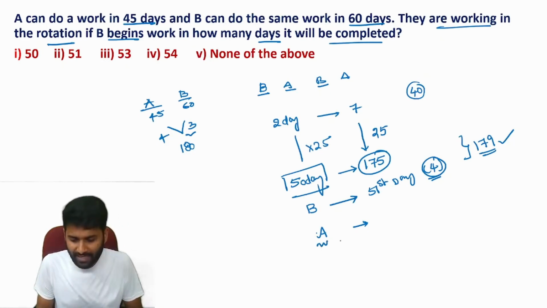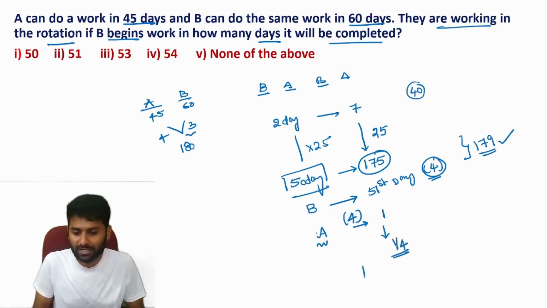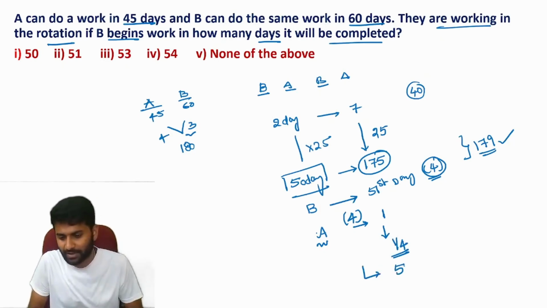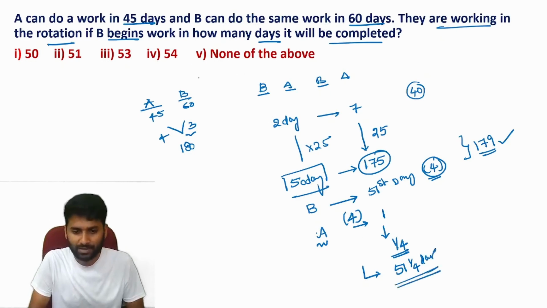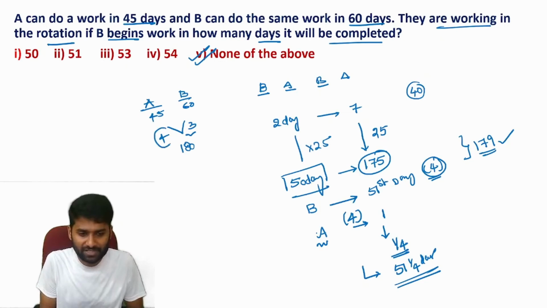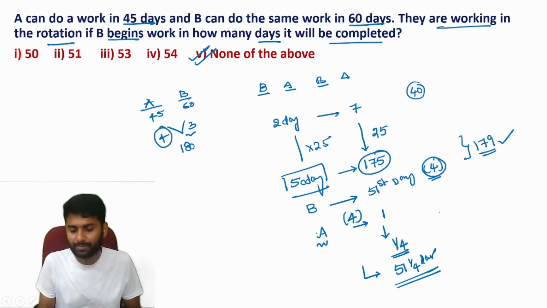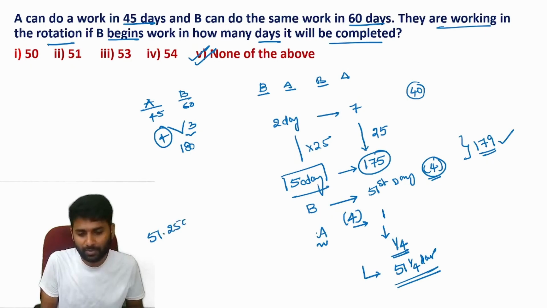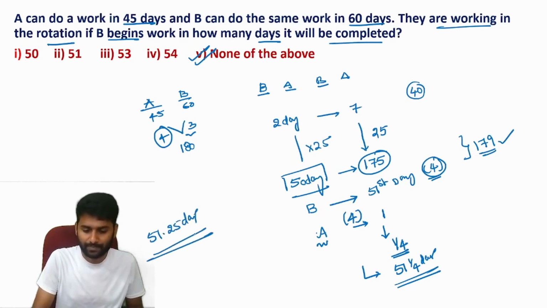Now, see, A's efficiency is 4 units. Then there is only one unit left. So he completes that work in 1/4 of a day. So, if you go through the overall information, then the whole work is completed in 51 1/4 days. See, we are left with only one unit. Here, the efficiency of A is 4 units. That way, he completed 1/4 of the day. So then the total work is completed in 51.25 days.